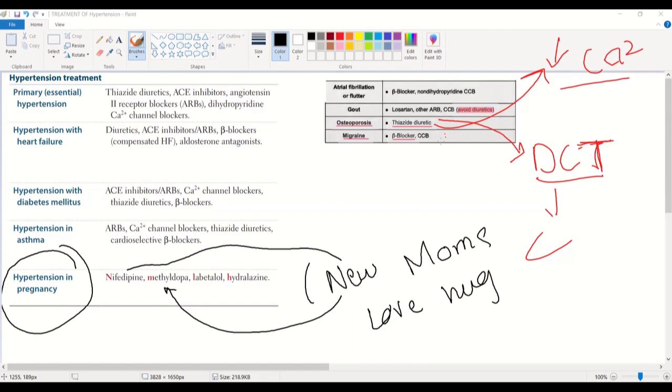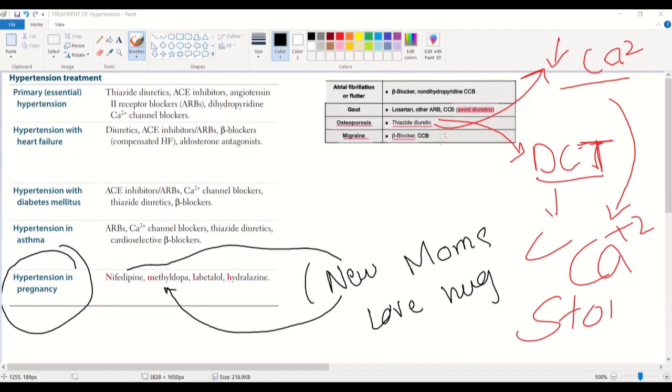So it will prevent the calcium stones. Did you say it will prevent calcium stones or it will cause calcium stones? It prevents calcium stone formation. Prevent calcium stones, yes, because it will decrease the calcium excretion.